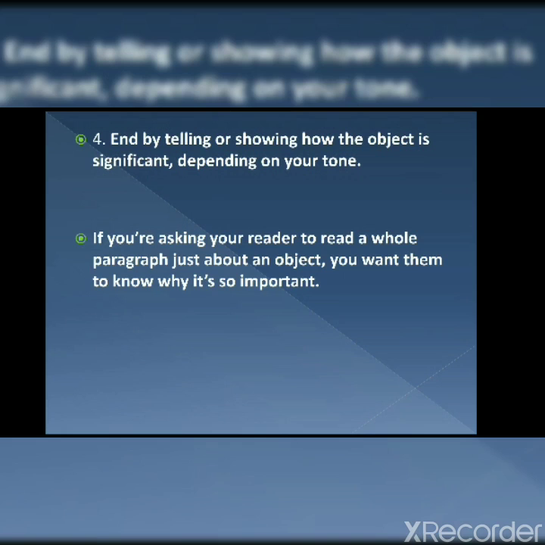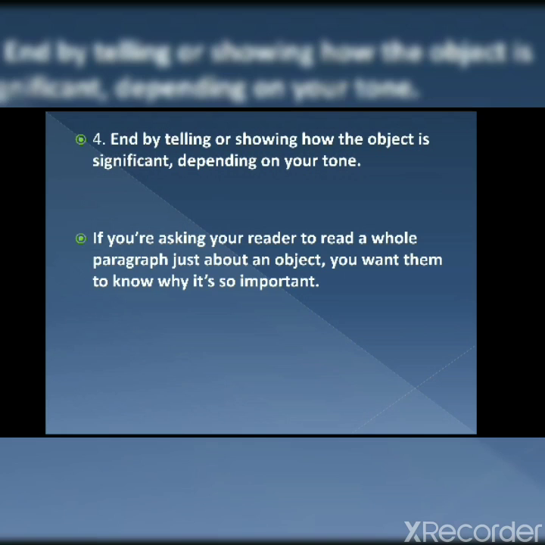Now, when you have to end your paragraph, end by telling or showing how the object is significant, depending on your tone. When you have to end it, you cannot just end it like that. It won't create a beautiful or powerful piece of writing. You need to tell the readers why the object is so significant. If you're asking your reader to read a whole paragraph just about an object, you want them to know why it's so important.